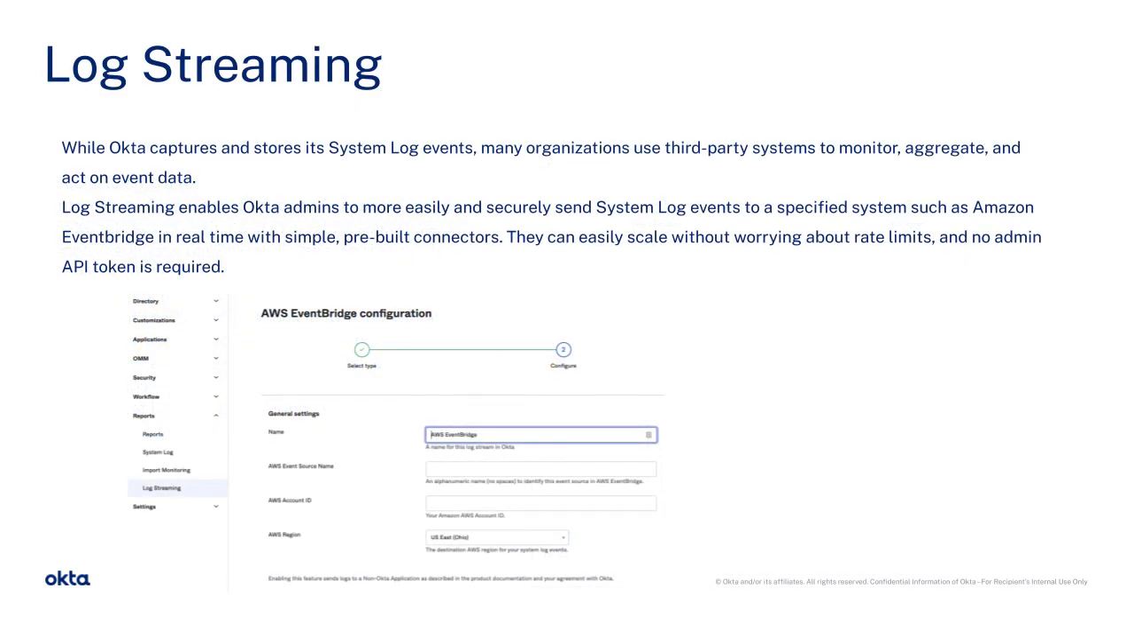While Okta captures and stores its system log events, many organizations use third-party systems to monitor, aggregate, and act on event data. Log streaming enables Okta admins to more easily and securely send system log events to a specified system, such as Amazon EventBridge, in real time with simple, pre-built connectors. They can easily scale without worrying about rate limits, and no admin API token is required.